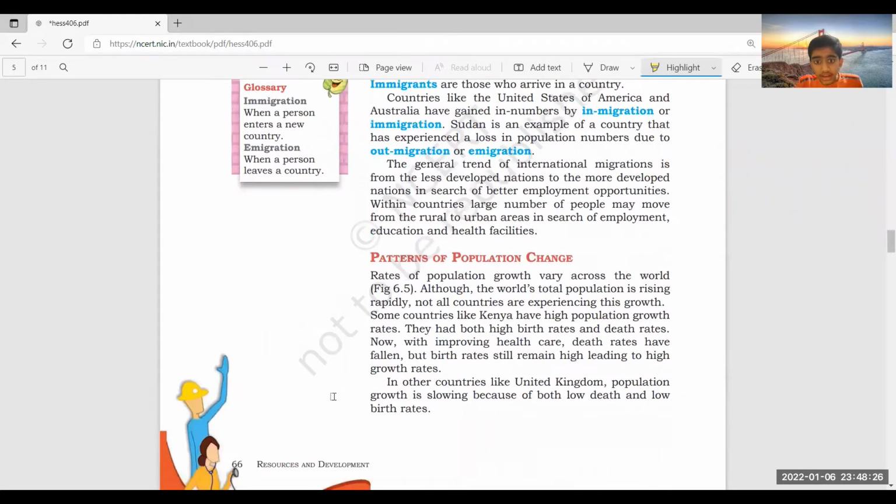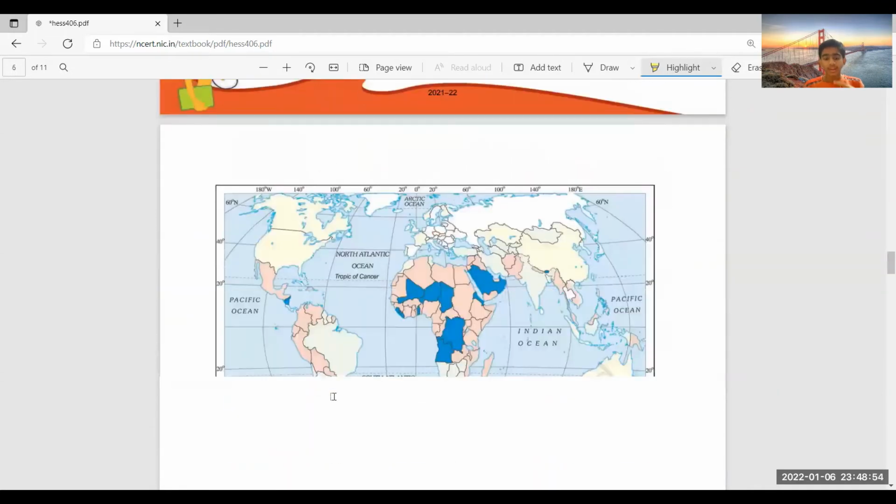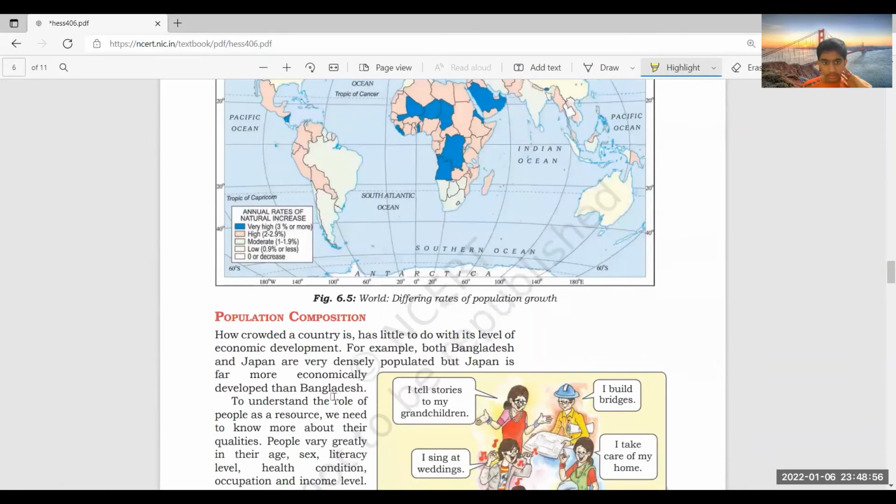Now some countries like Kenya, pattern of population change. Some countries like Kenya have high population growth rates. They had both high birth rates and death rates. Now with improving healthcare, death rates have fallen, but birth rates still remain high, leading to high growth rates. Got it? It changes. Now in the United Kingdom, famines were there. At the times of famines, deaths were there. Now famines are not there. Population increases. Even with India, it's a different case. In India, it grows and grows because we are a large, diverse country. We have a lot of people over here, so it happens.